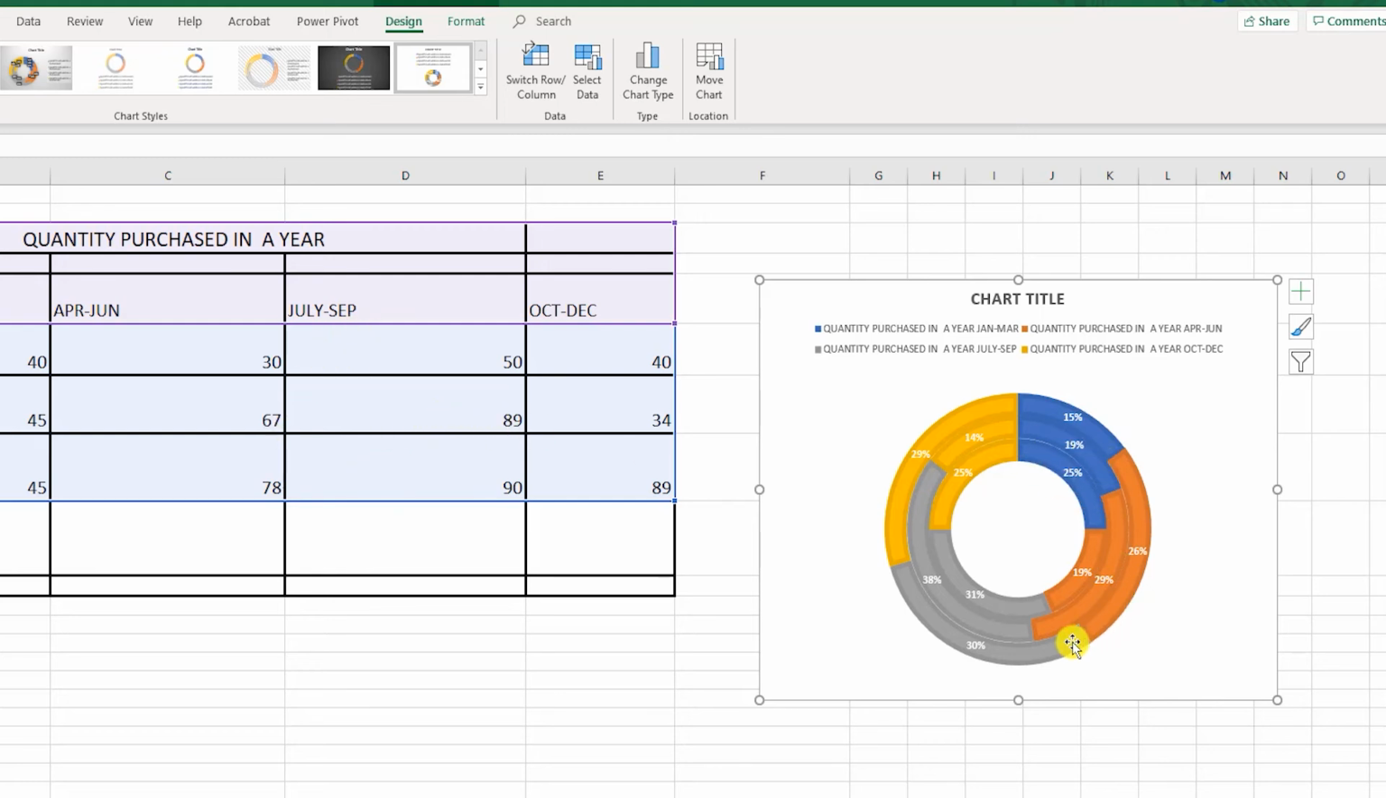Here we are plotting percentages. So this is for trees, this is for shrubs, right? Shrubs, trees, and this is for flowers. Similarly, orange represents the quantity purchased from April to June, and this gray represents quantity purchased from July to September. So here each value is represented by a different color. This is a donut chart, that is, it is a type of pie chart where all the data series are shown in the form of percentages.